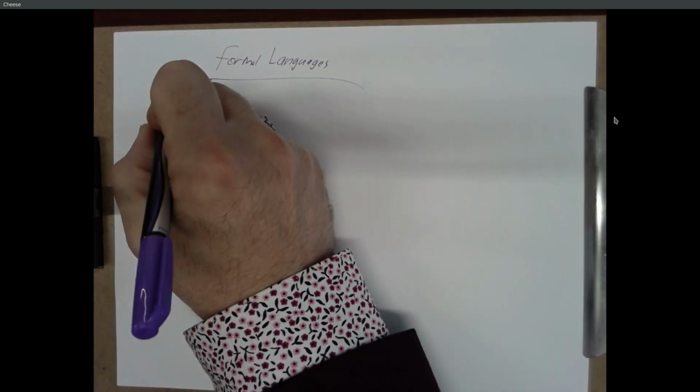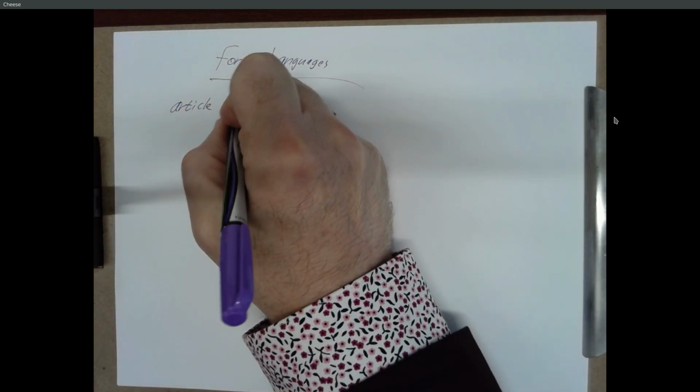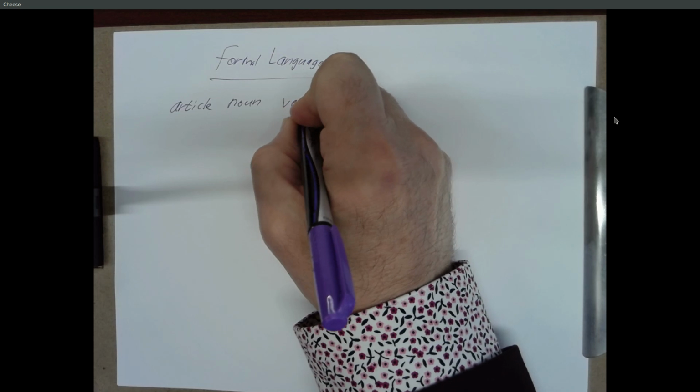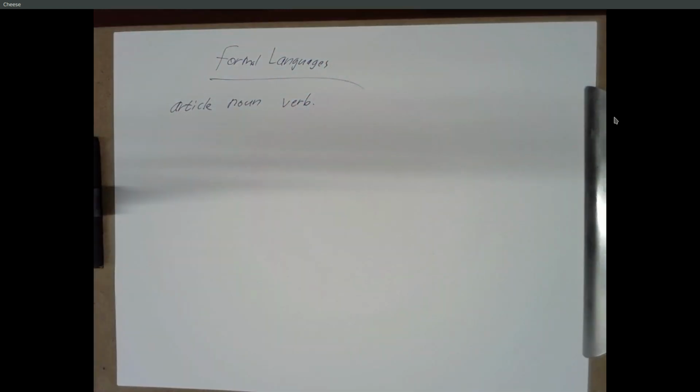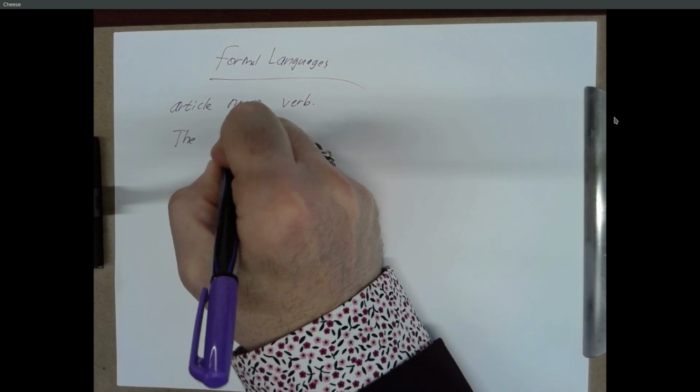English sentences, typically you have like an article, you have a noun, and a verb. Okay, and a period. So that's one version of a valid English sentence. The dog barks.